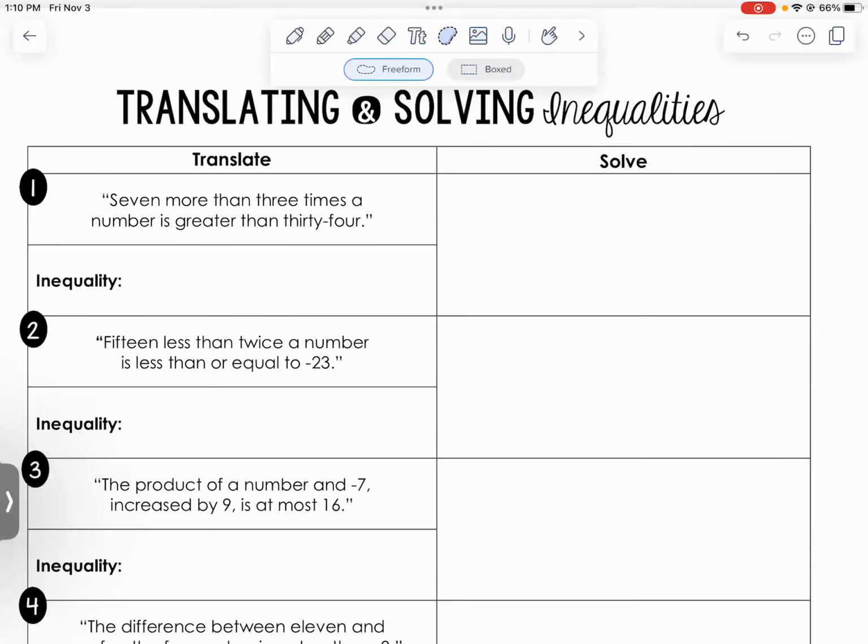Okay. So today we're going to focus on strictly straightforward words. And then Monday we're going to look at more situations. Okay.